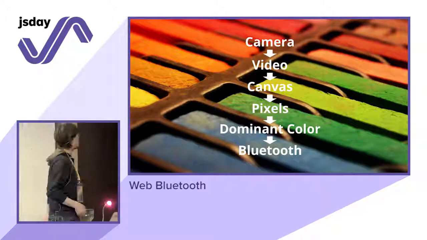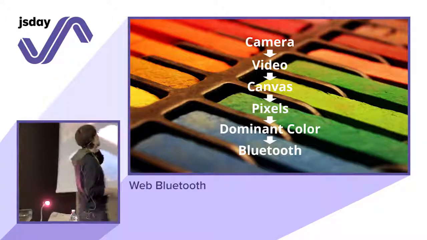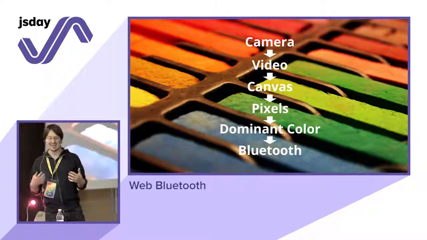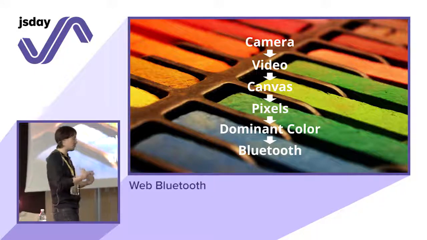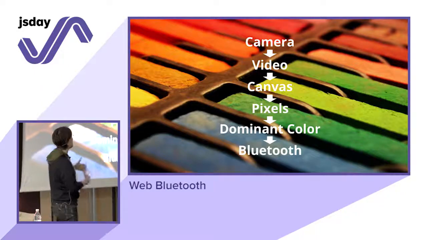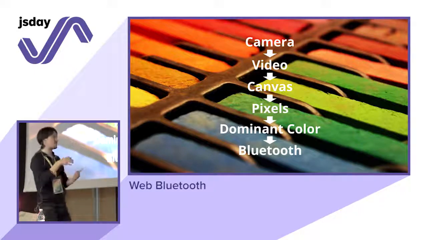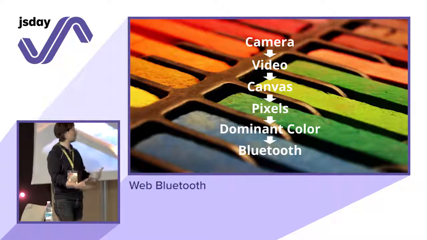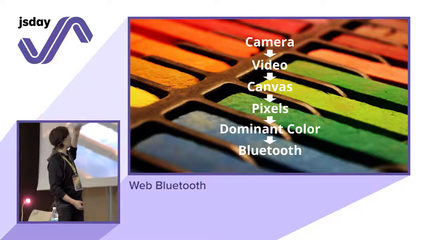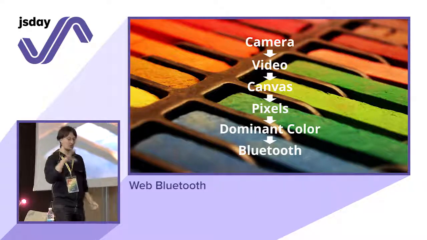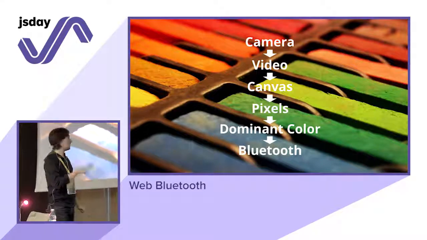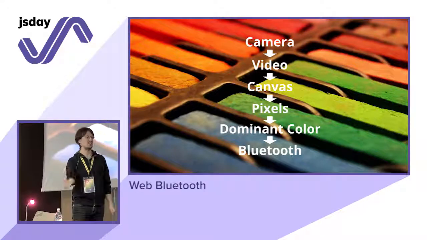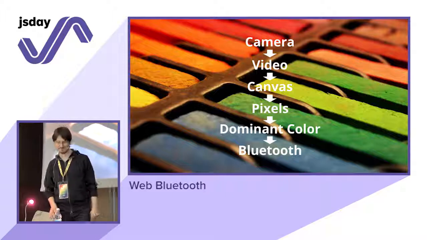Okay, so how does this thing work? There's a camera. What you can do with the camera is ask the browser to give you a stream from the camera. So what we do here is we take the stream from the camera, we move this stream into a video element, and then we use a canvas to take all these pixels from the video element, and then we analyze them. We take the dominant color, and then we fire the dominant color to the Bluetooth device.